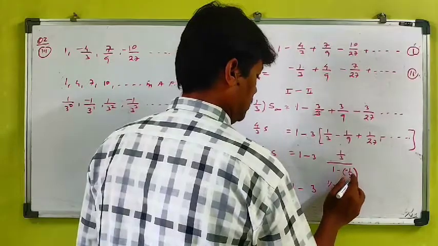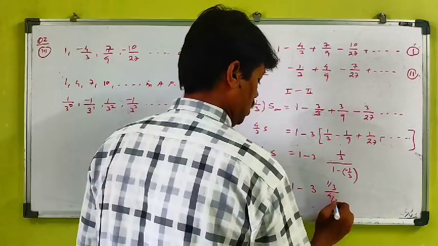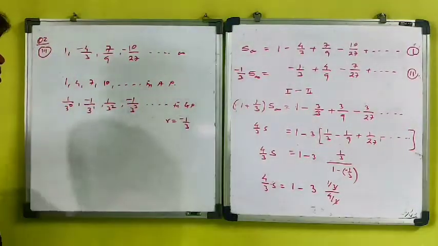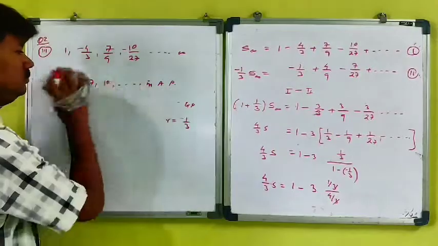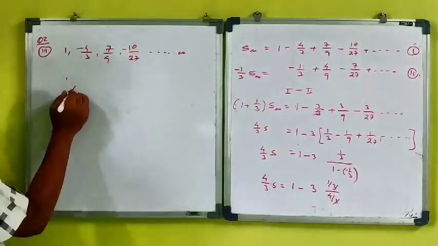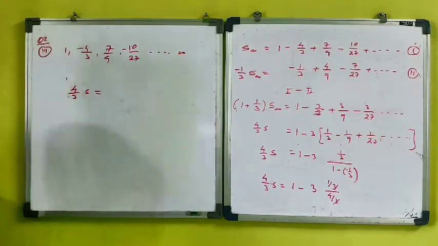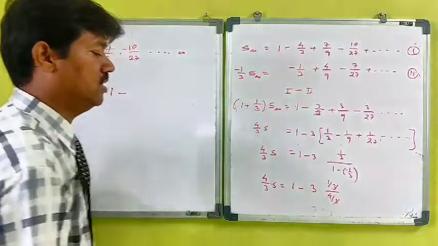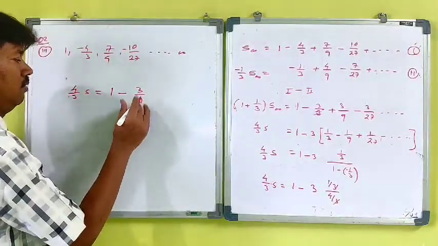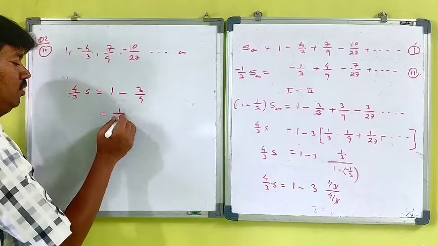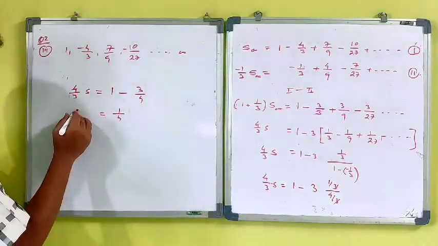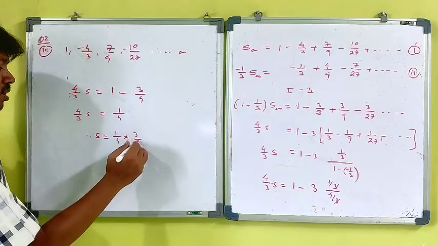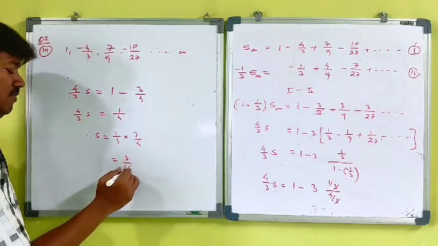So 4 by 3 S is equal to 1 minus 3 upon 1 upon 3, that is 3 plus 1, so it is 4 upon 3. The 3 cancels, so that is 3 by 4. Finally, 4 upon 3 S is equal to 1 minus 3 by 4. 4 minus 3 is 1 upon 4. So S is equal to 1 upon 4 into 3 by 4, so it is 3 by 16.